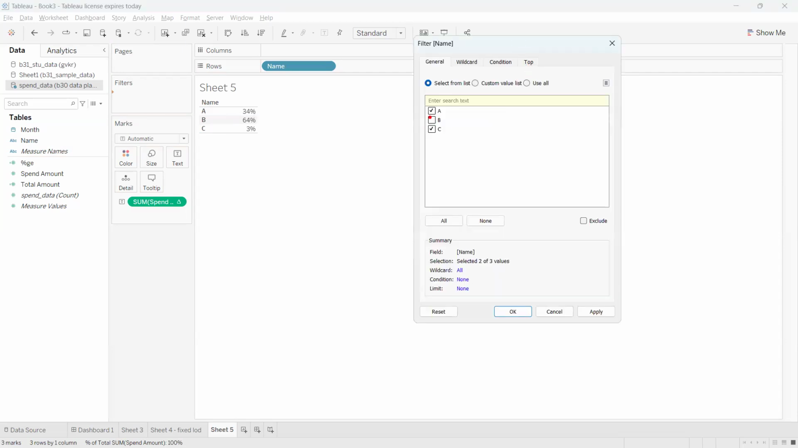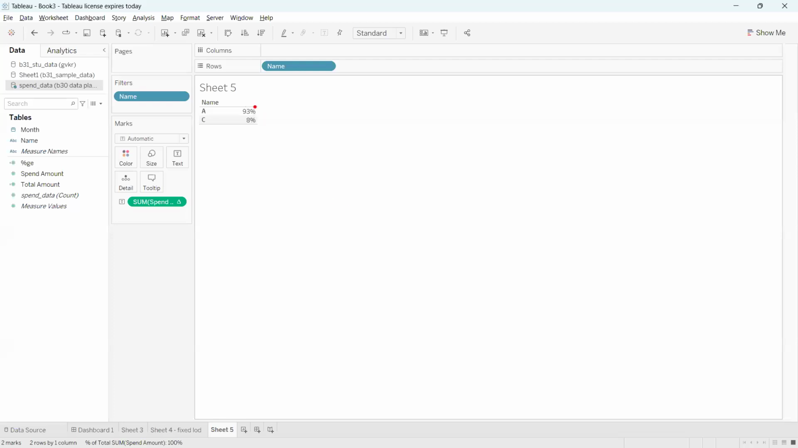Before applying the filter, it is 34% and 3%. Just remember that. When I uncheck person B and click apply here, now you see what happened. For person A, now I am getting 93%, and for person C, I am getting 8%. Which is a wrong value, if you go with this approach. If you go with this table calculation and percent of total, it is giving you the wrong answer here.